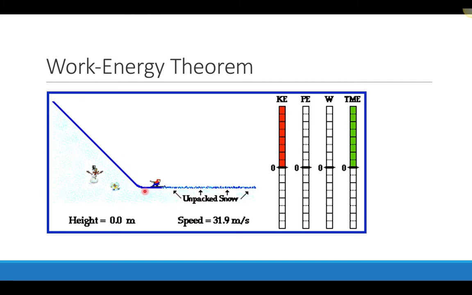And so they have kinetic energy, and then by the time they get to the end, they have 0 kinetic energy. So the initial kinetic energy is positive, the final kinetic energy is 0, so the work done in this case is actually going to be negative. And when they go across that unpacked snow, the work down here is going to be a negative value. And as the work is negative, the kinetic energy drops. It gets slower and slower and slower. So this is an example of the work-energy theorem in terms of sort of a visualization of what's going on.